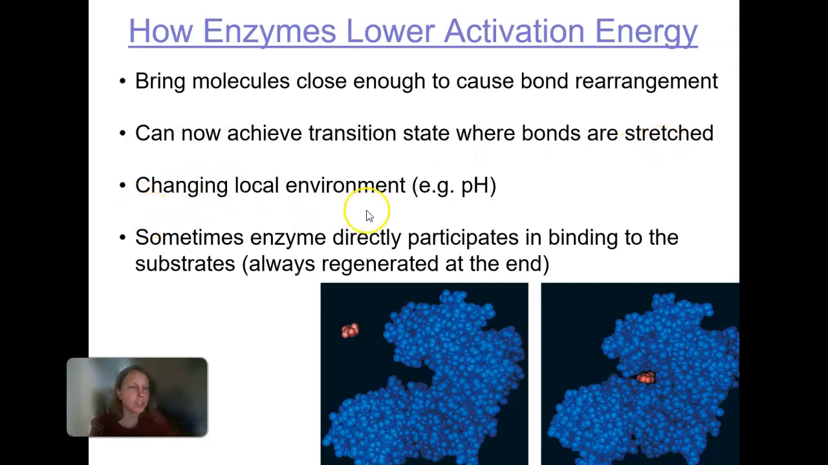It can also help by changing the local environment. So sometimes the active sites inside of enzymes have different pHs. That can help the enzymatic reaction happen a little bit more easily as well. And then sometimes the enzyme is able to directly participate in the binding of the substrates, just temporarily, just to help it switch and move things around. It's required that the enzyme has to be regenerated in its perfect form in the end, so any binding would therefore have to be temporary.